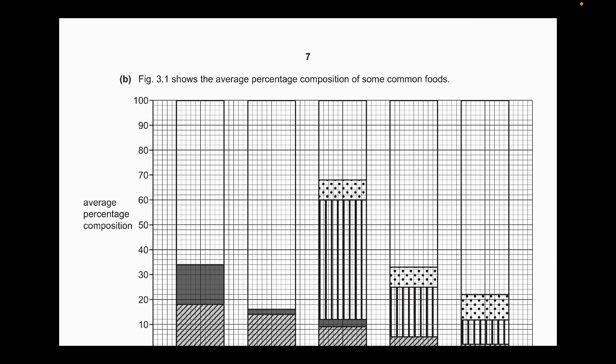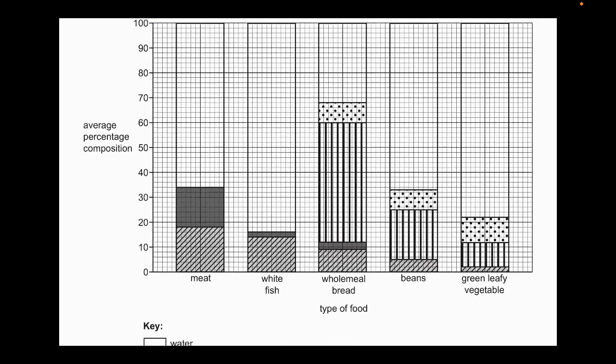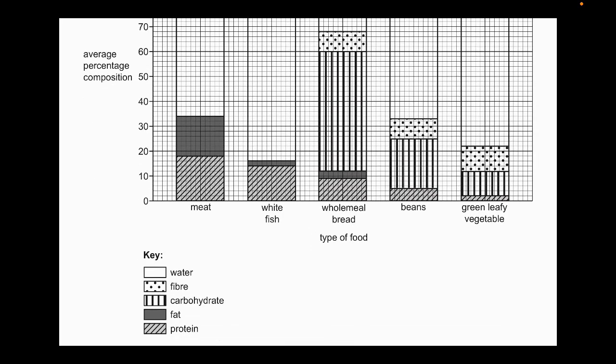Next question. Figure 3.1 shows the average percentage composition of some common foods. Okay, so we can see meat. Meat contains a lot of protein and a lot of fat as well. White fish contains a lot of protein but very less amount of fat. Wholemeal bread contains a very low amount of protein, low amount of fat, but it is high in carbohydrate, as we can see, and it contains some amount of fiber, which the meat and the white fish does not have.